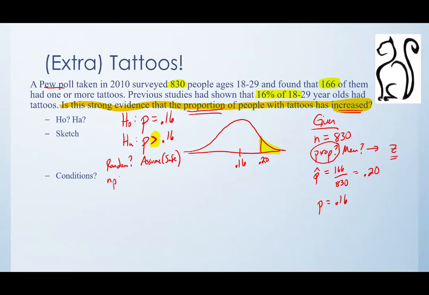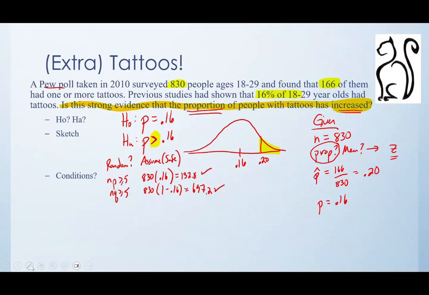All right, do we have at least 5 successes and 5 failures? Well, let's see, we've got 830 times 0.16, because remember, we're going to use p here. If you think you know p, you're going to use it, right? So 830 times 0.16 gives me 132.8, which is bigger than 5. All right. 830 times q. Remember, q is 1 minus 0.16, so that's 0.84. So 830 times 0.84 is 697.2, that's bigger. We're good to go.